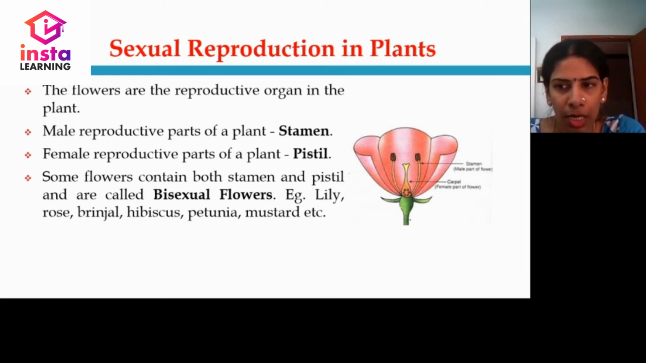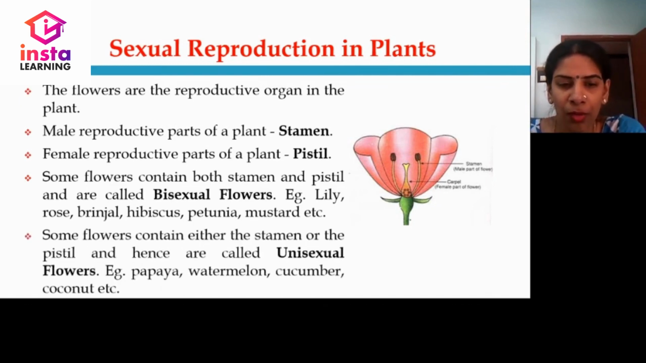When both the stamens and carpels are found in the same flower, we call it a bisexual flower. Lily, rose, brinjal, hibiscus, petunia, and mustard are bisexual flowers. Some flowers contain either stamen or carpel. If only one is present, we'll call it a unisexual flower. Examples: papaya, watermelon, cucumber, coconut.